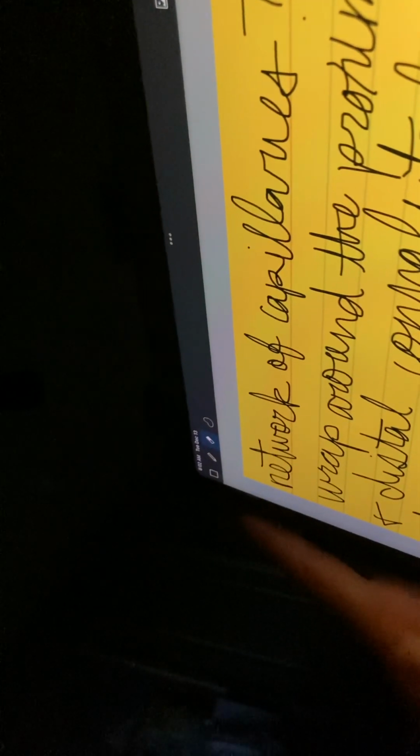Network of capillaries inside the capsule with slits in them that blood filters through. The glomerulus. Peritubular capillaries. They are a network of capillaries that wrap around the proximal and distal convoluted tubules. Peritubular capillaries. Renal vein. Blood leaves the kidney through here. It drains into the inferior vena cava.